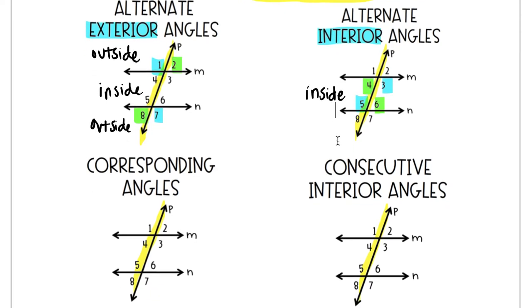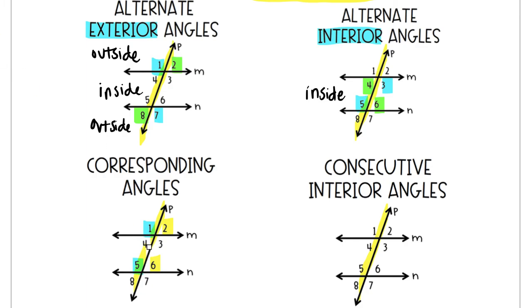The next type of angle pair that we have are corresponding angles. Corresponding angles are angles that are in the same position. Because 1 is on the top left side of the 4 angles created when P intersects with M, it will be corresponding to angle 5 that is on the top left side of the angles that are created when you intersect P with N. Another set of corresponding angles would be angle 2 and angle 6. They're on the top right side of the angles that were created.